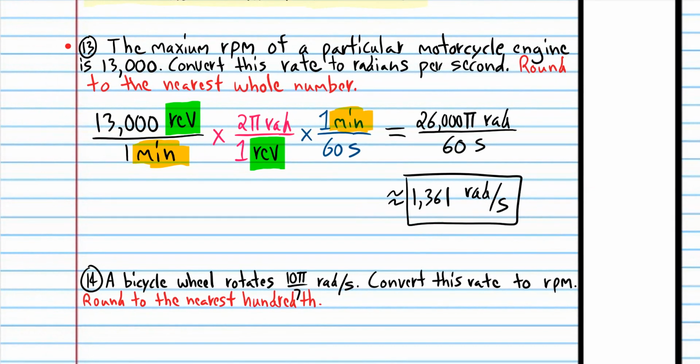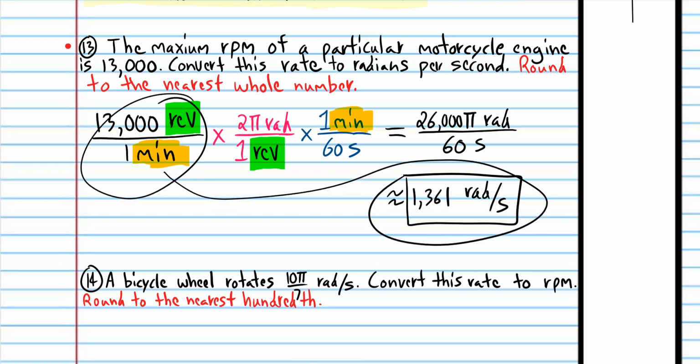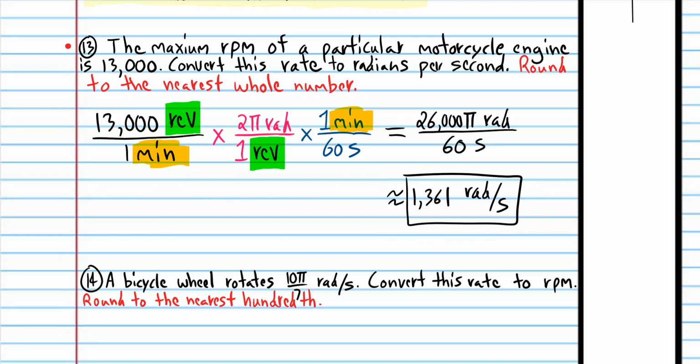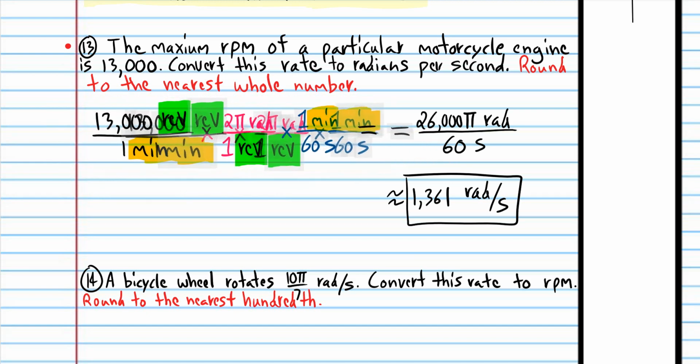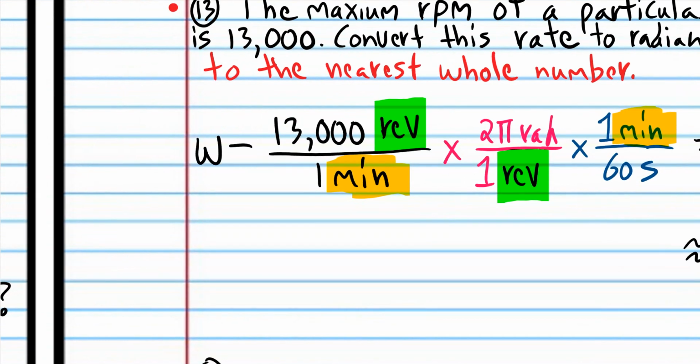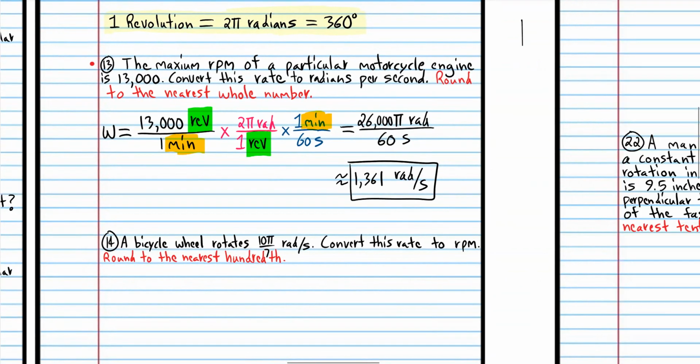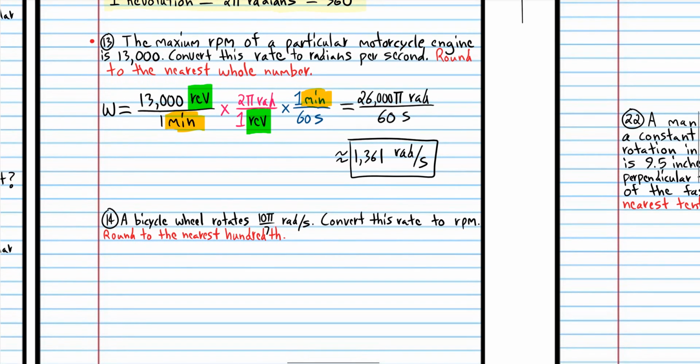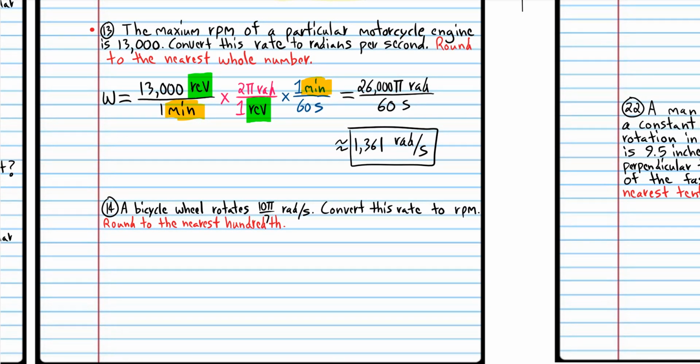So what we did is we converted revolutions per minute to radians per second. We were given an angular velocity, and maybe we should write that so we know it's an angular velocity. Omega is equal to that. Again, it's angular velocity. Revolutions per minute, we changed it to radians per second. Very, very important.